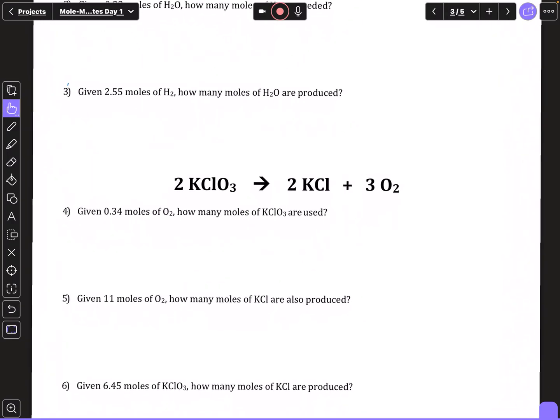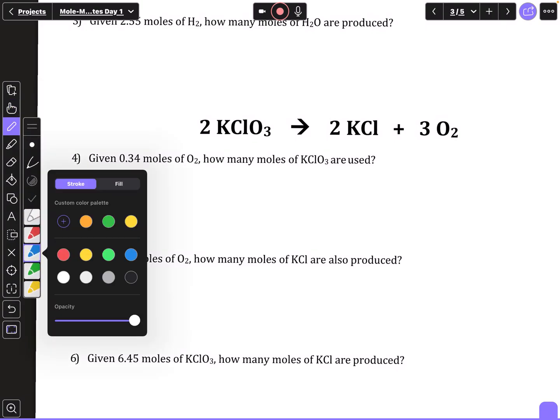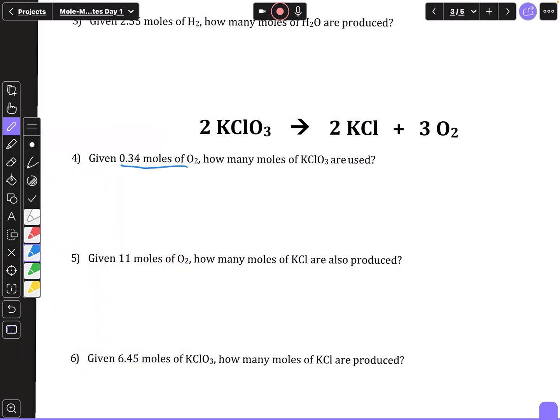Actually, let's look at number 4. Alright, so number 4 says that I am given 0.34 moles of O2. How many moles of KClO3 are used? So I'm looking for my unknown, moles of KClO3. My balanced equation relates these two together: for every 2 moles of KClO3 that react, I get 3 moles of O2.